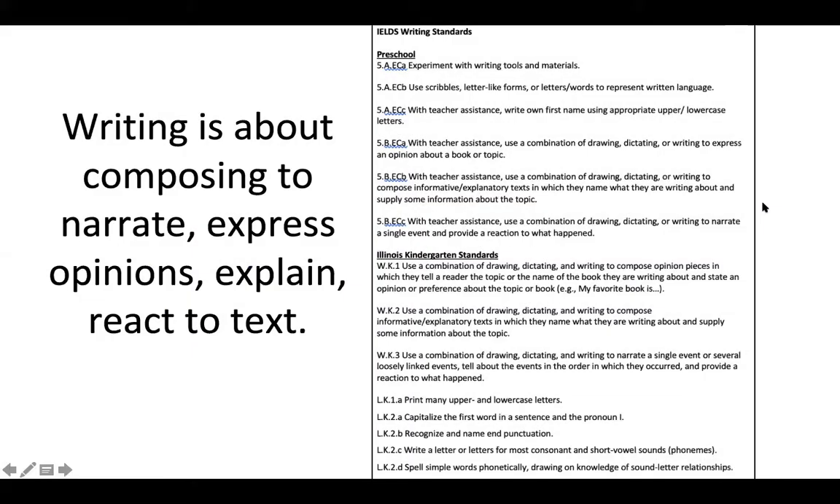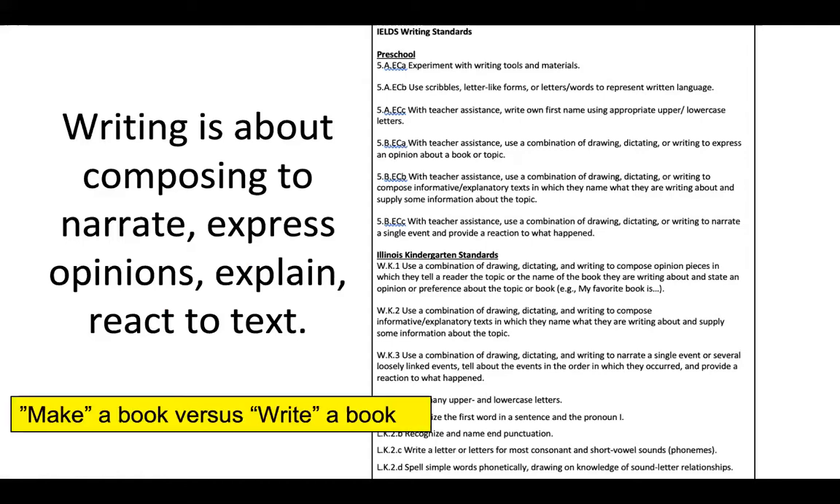We're going to start with talking about writing, because writing is about composing. It's about coming up with an idea and putting it on a two-dimensional paper. We know by the standards, preschool has their standards, kindergarten has standards, and a lot of times I put up the first grade ones too, because if you don't know what the standards are, sometimes you expect more out of the students than is really possible for their developmental level.